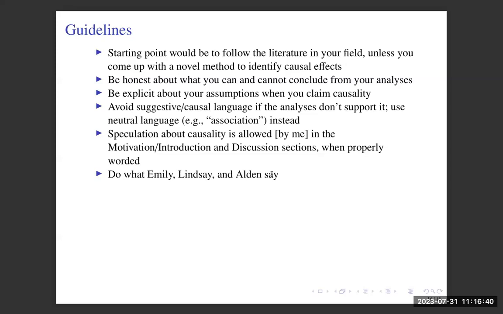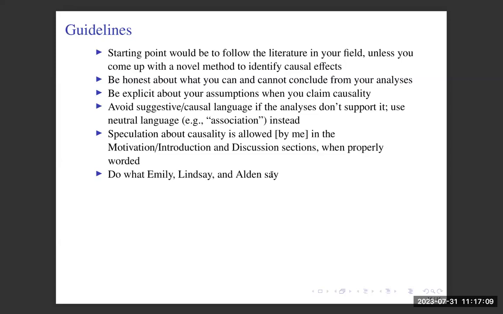Speculation about causality is allowed, at least by me, in the motivation or introduction of a paper, and in the discussion section. If you have done the results and you say, well, we find this association, then I think it's totally fine in the discussion to speculate about whether that's a causal effect or not, and why it might or might not be. But you have to properly word your assumptions.